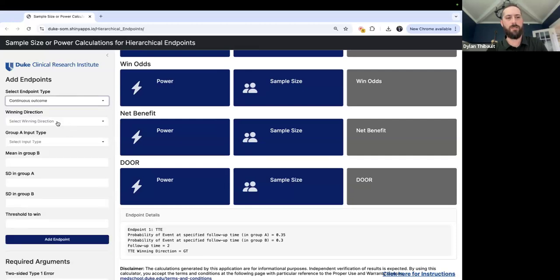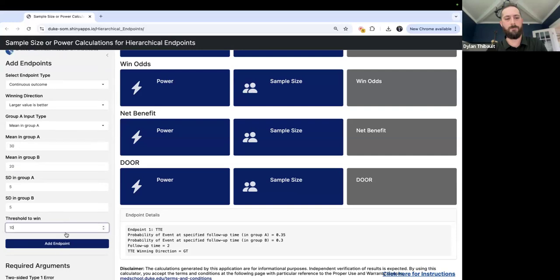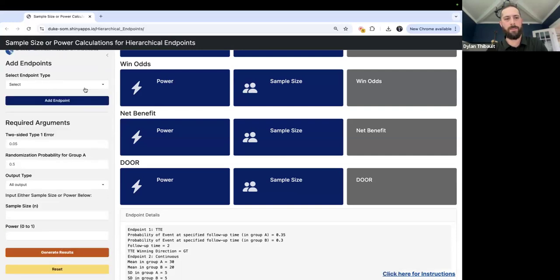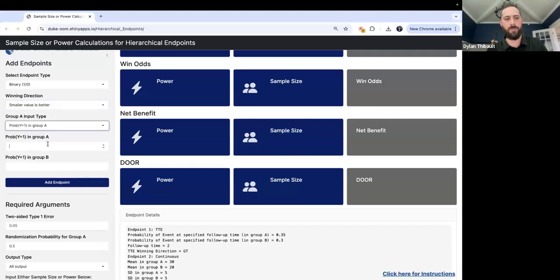Next, we could do a continuous outcome, larger value. We'll just enter the mean for that population. We'll say 30, 20 for B. Standard deviation could be 5 in both of them. Threshold to win, we'll say, is 10. Add that. The last one, we'll just do a binary outcome. We'll say smaller value is better. We'll enter the probability for that group. We'll say 10% versus 15.